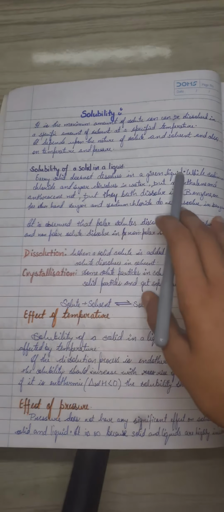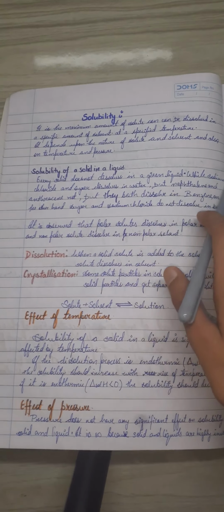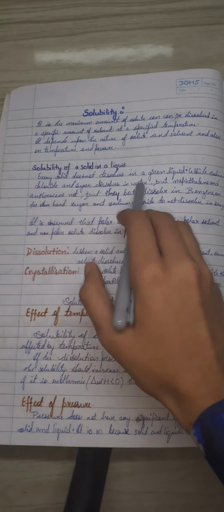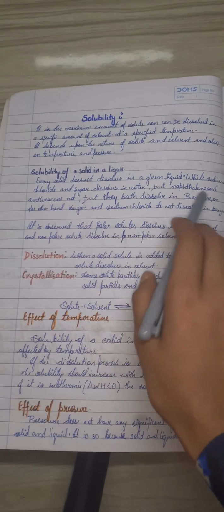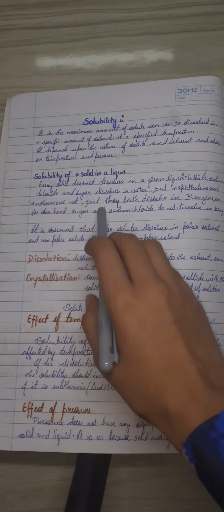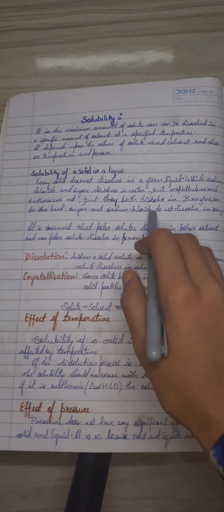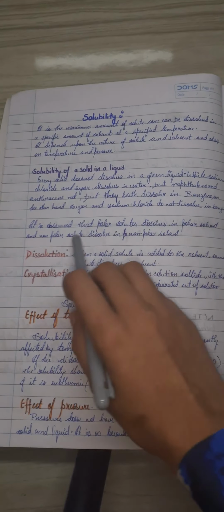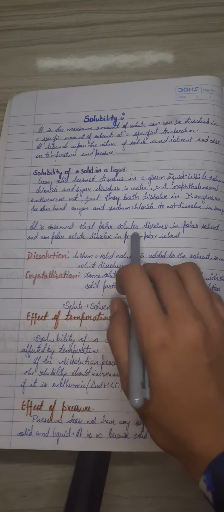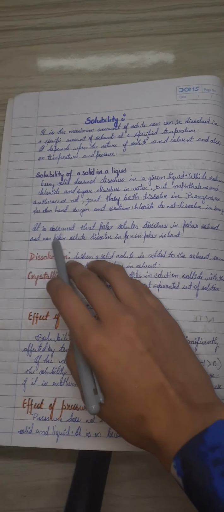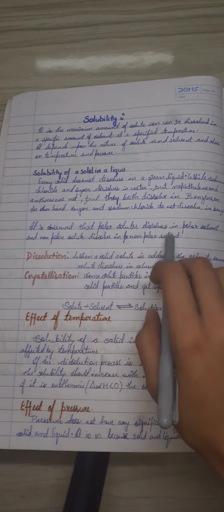Every solid does not dissolve in liquid. Like sodium chloride and sugar dissolve in water, but naphthalene and anthracene do not. They do dissolve in benzene. On the other hand, sugar and sodium chloride do not dissolve in benzene. It is observed that polar solutes dissolve in polar solvents and non-polar solutes dissolve in non-polar solvents.